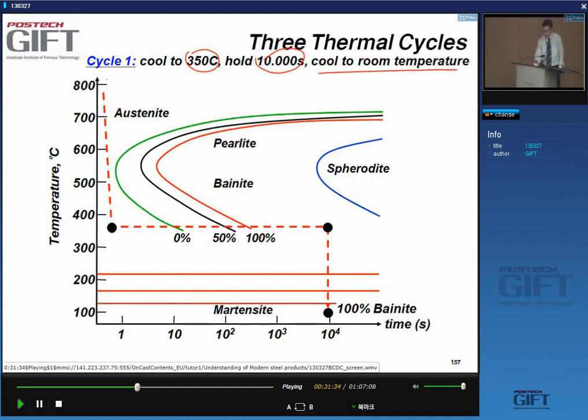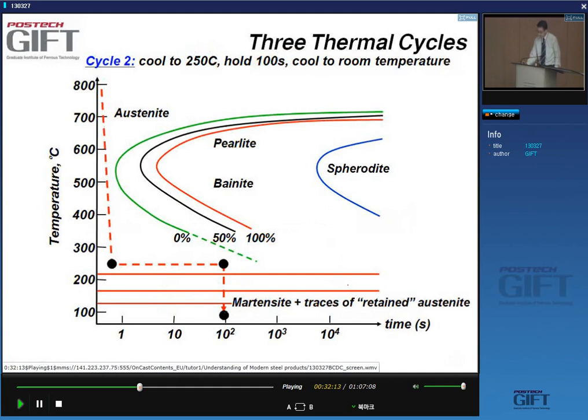Well, very simple. We go from austenite to 350, that's about here, and we stay there 10,000 seconds: 10 seconds, 100, 1,000, 10,000. So what's happened here? I have started making bainite at about 10 seconds. I finished making bainite at a little over 100 seconds. So basically, I created bainite. And when I cool, of course, nothing happens, and I'm left with a fully bainitic microstructure at room temperature.